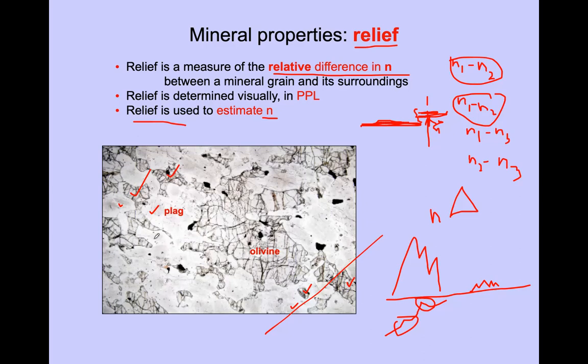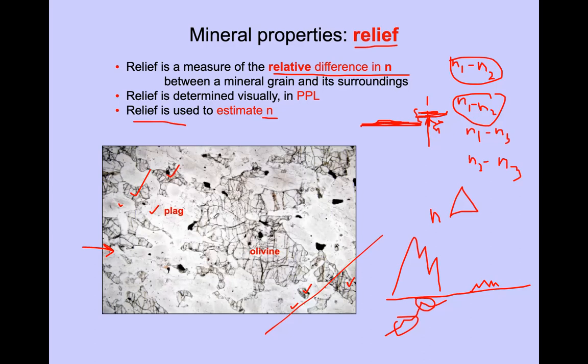It's almost on the glass, because this is on top of the glass, right? This mineral sample is pasted on the glass, so plagioclase is almost at glass level. So we call it low relief. But olivine, you can see it's lying a little bit higher than the plagioclase level, right? So we call it high relief. So like that, you can determine the relief.